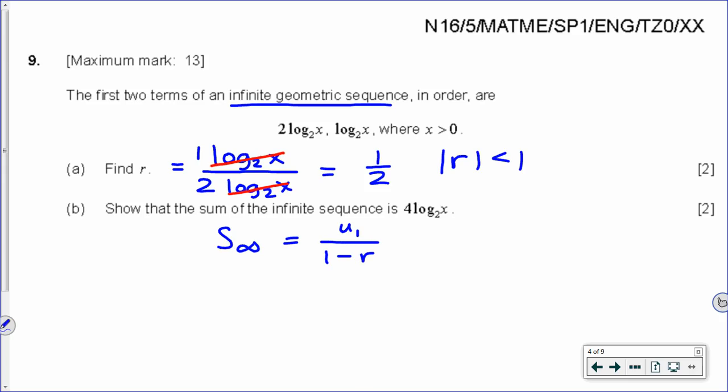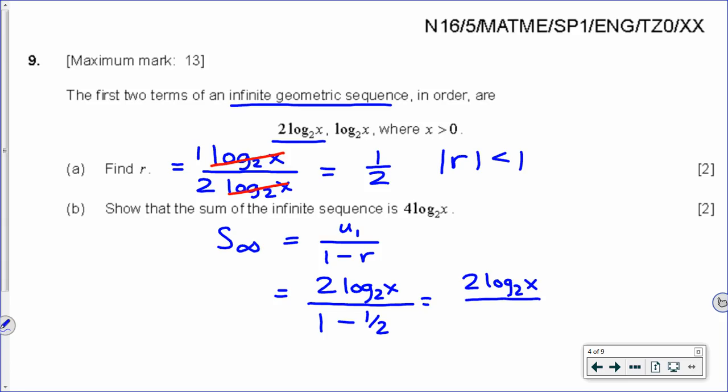It's the only one that has s sub infinity, and it's the first term over 1 minus the common ratio. So in this case, the first term is 2 log base 2 of x, so it's important to check back to the list that that's the first term, divided by 1 minus the common ratio. 1 minus a half is a half, so this is 2 log base 2 of x divided by a half.